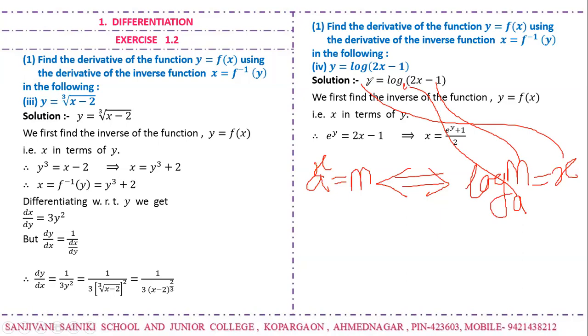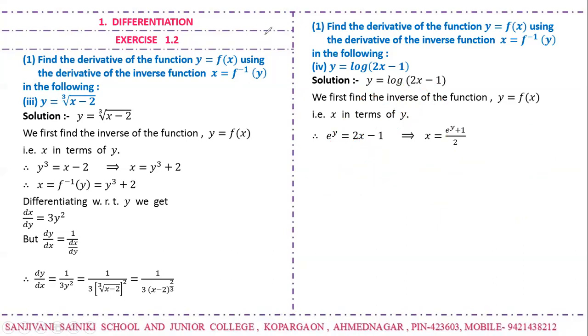Y is x, so here e is a, and this is m. Okay, so we got e raised to y is equal to 2x minus 1. So simplify it, you get x is equal to e raised to y plus 1 upon 2. So what is the inverse function? E raised to y plus 1 upon 2 is the inverse function.